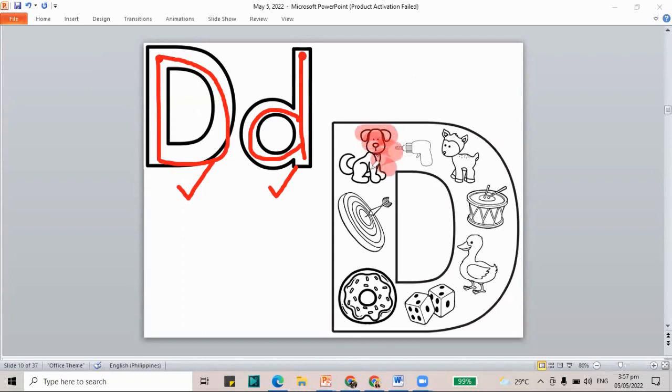D is for the dog. D is for the drill. D is for the deer. And D is for drum, an instrument. D is for the dart. D is for the donut, a snack that you can eat. D is for the dice here. And D for an animal found on the farm, the duck. Remember, D has the d sound, and there are two kinds of Ds, capital D and lowercase letter d.